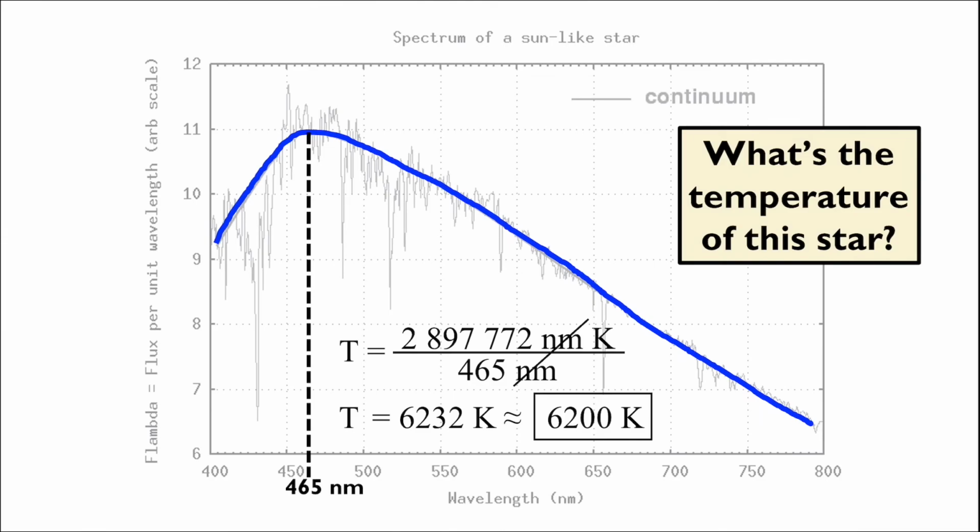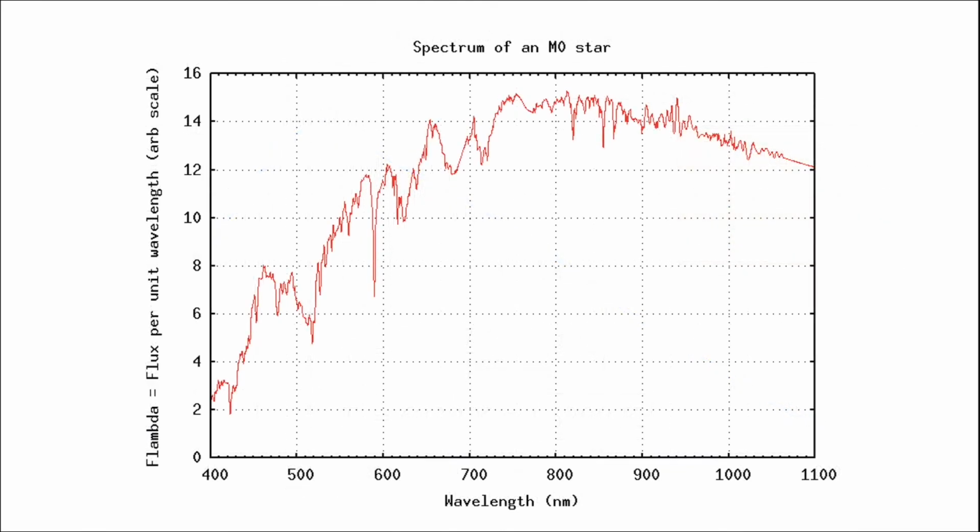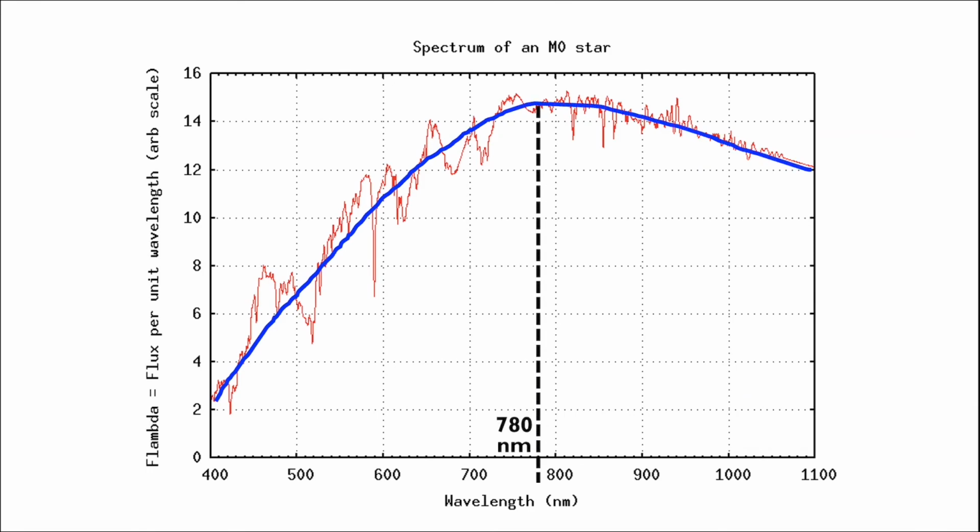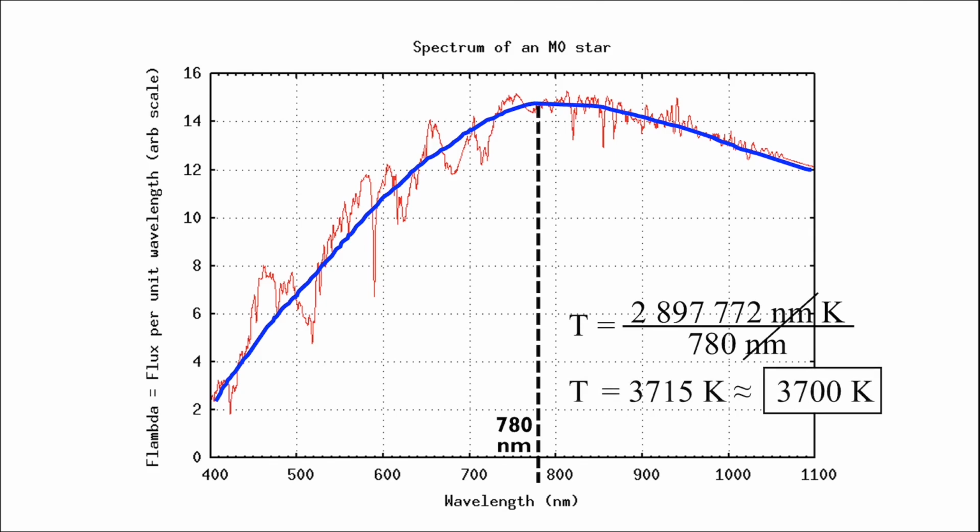But what about the temperature of this star? After we identify its continuum, we can read the value for its peak wavelength and find it to be about 780 nanometers. Using Wien's law again, we can divide Wien's constant by 780 and get a temperature of about 3700 Kelvin for this star.